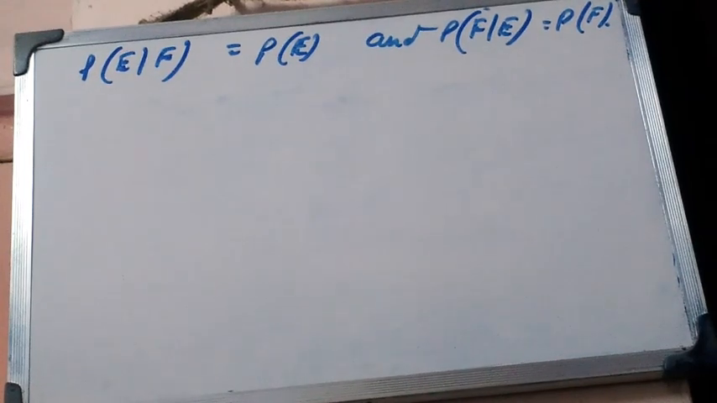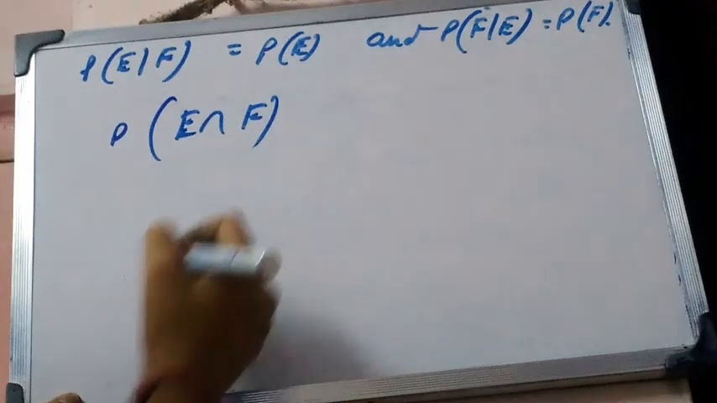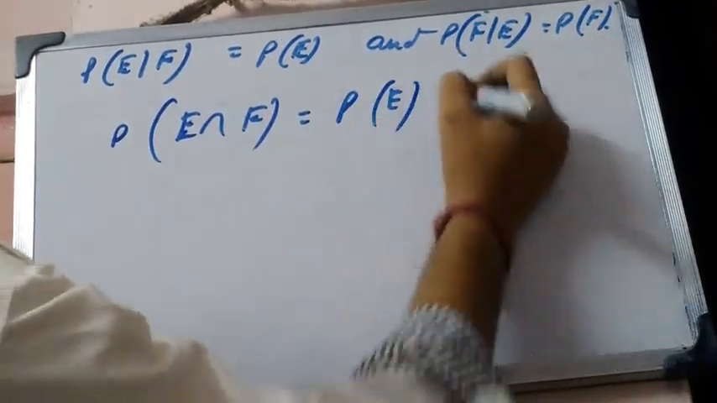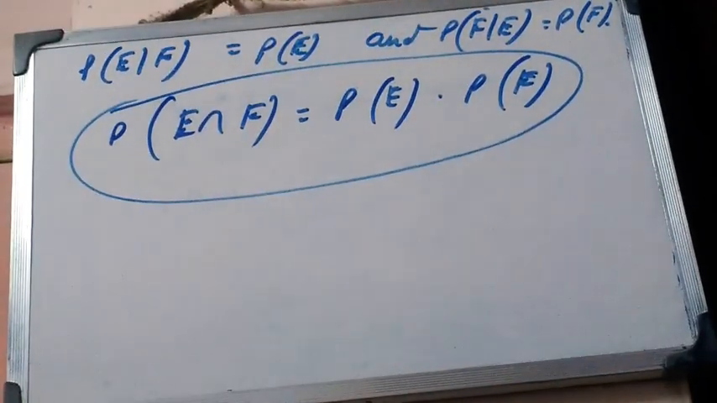Also note that E and F are two events of the sample space S connected to a random experiment R. Then they will be independent events if P of E intersection F is equal to P of E into P of F. This is also a formula.